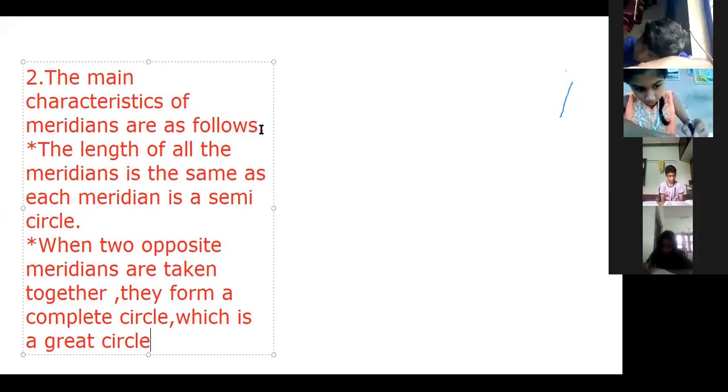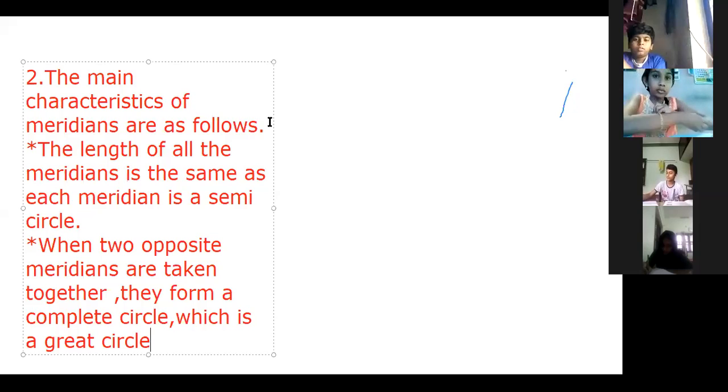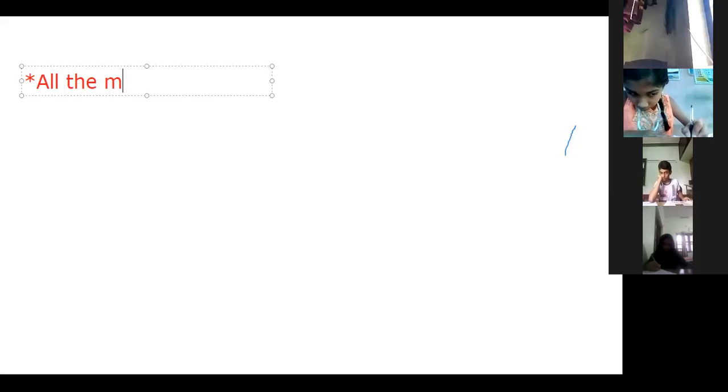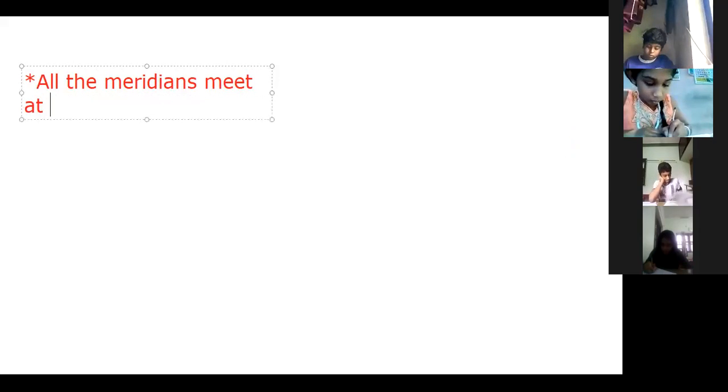Then third point, all meridians meet at the poles.